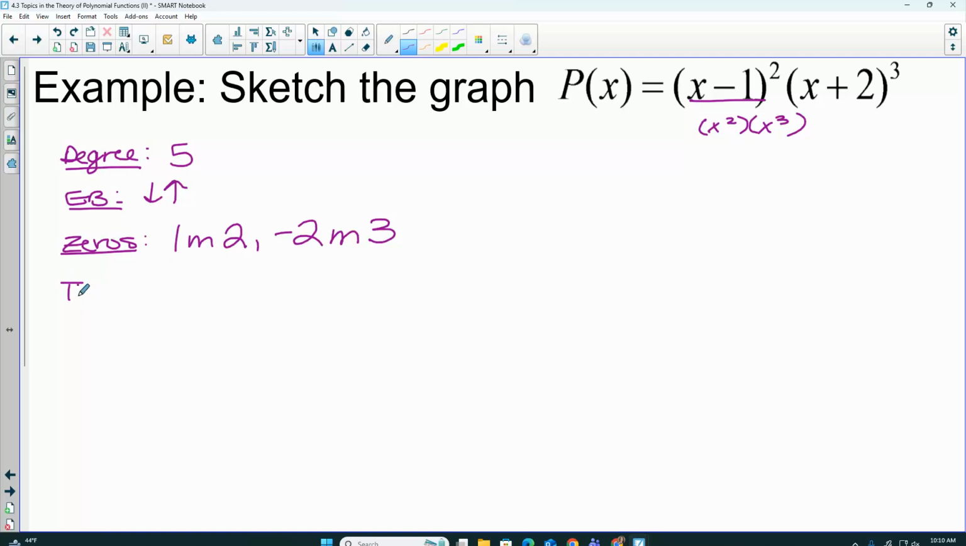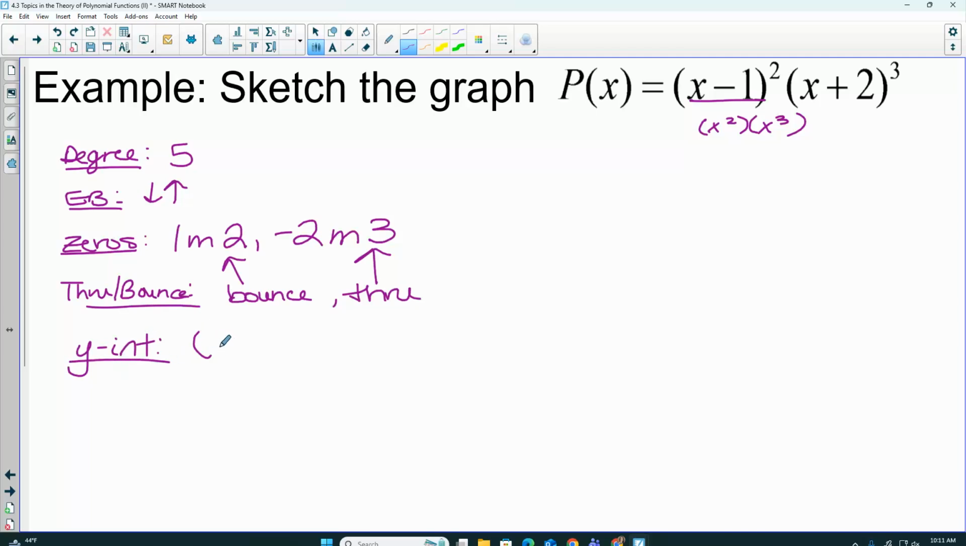So to decide through or bounce, remember, it's the multiplicity. 2 is even, so what's the 1 going to do? That one will bounce. Okay, over here, the multiplicity of 3. 3 is odd, so that one will go through. So we're going to bounce at 1, go through negative 2. Y-intercept, if I put in 0 for all of my x's, I get negative 1 squared times 2 cubed, so 1 times 8 is 8.